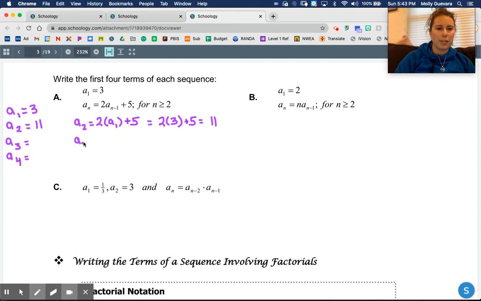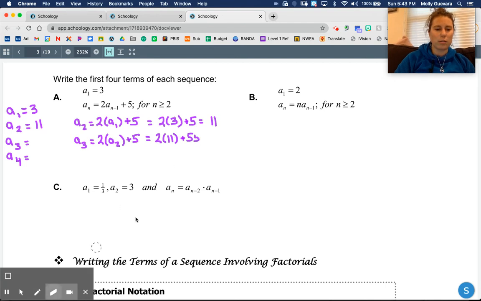Okay, to find the third term, it would be 2 times 3 minus 1 is 2, so this will be a sub 2 plus 5. So it'll be 2 times that 11 plus 5. So 22, I don't know why I wrote 55. 22 plus 5 is 27.